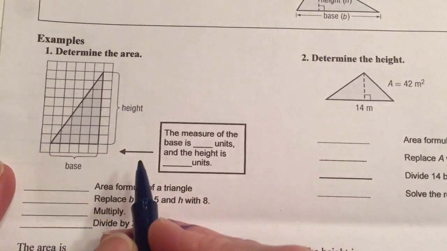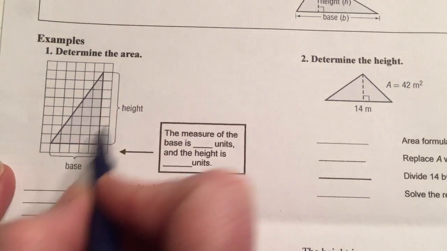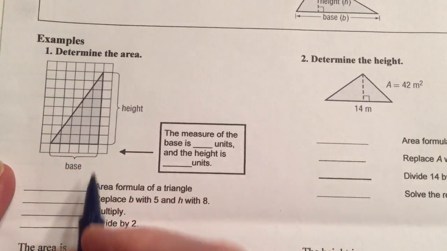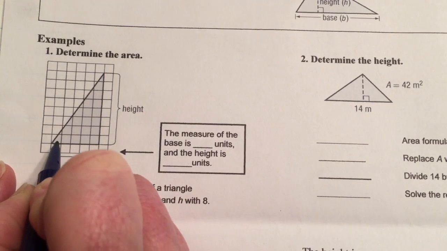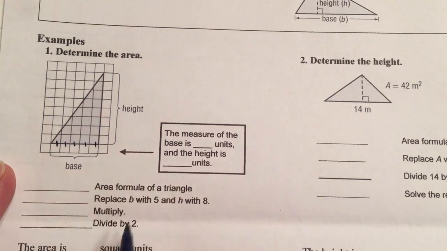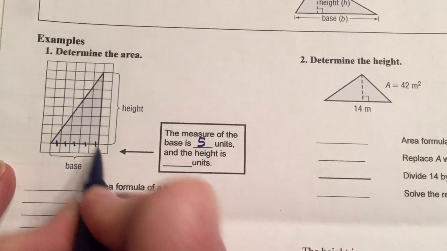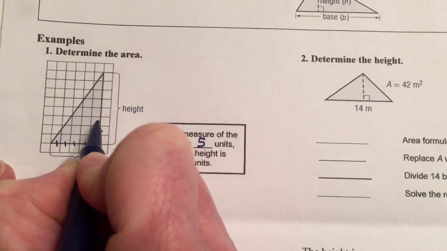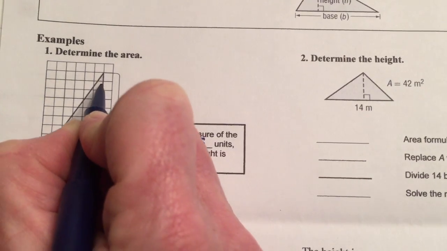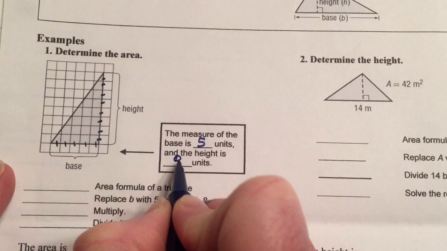So let's go ahead and try that. In this picture right here, before we can use a formula, we need to know the measure of the base. So we're going to count the number of squares across. 1, 2, 3, 4, 5. So the base is 5 units. And then this is making a right angle here, so I'm going to count up 1, 2, 3, 4, 5, 6, 7, 8. 8 units for the height.